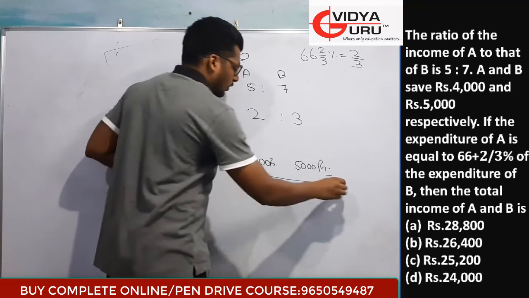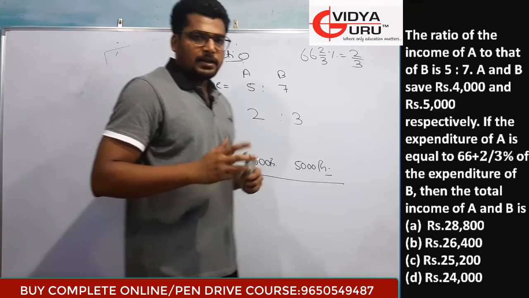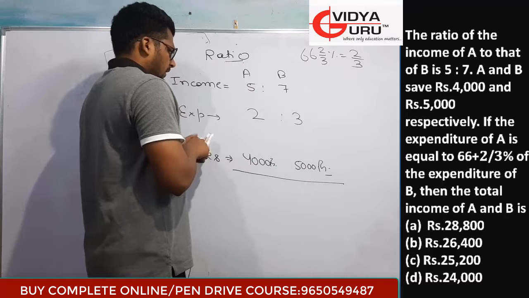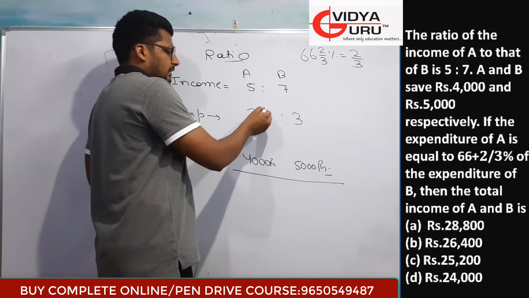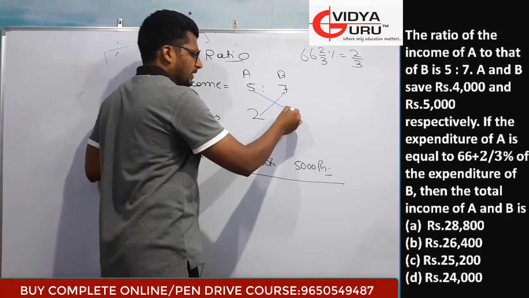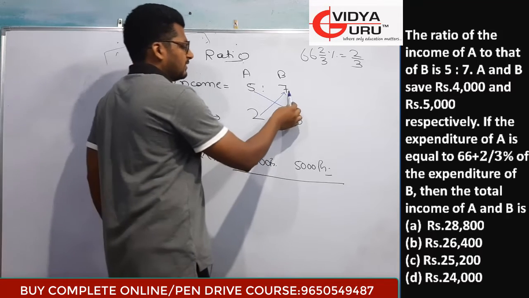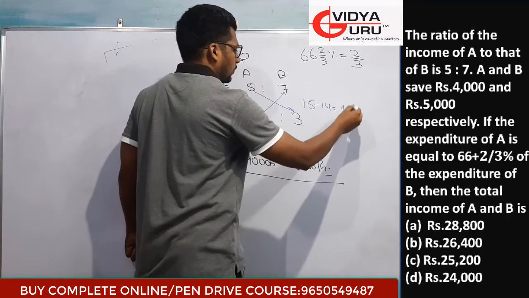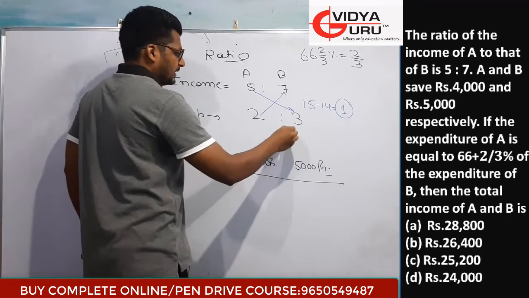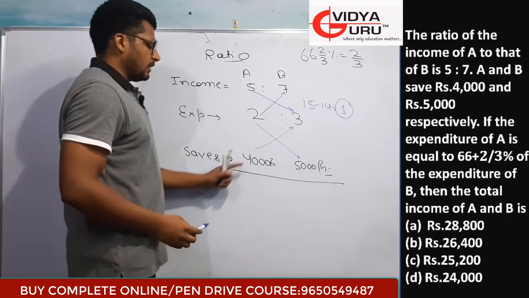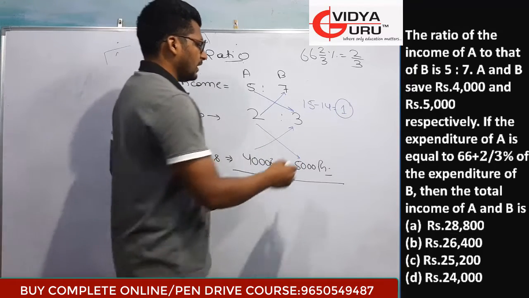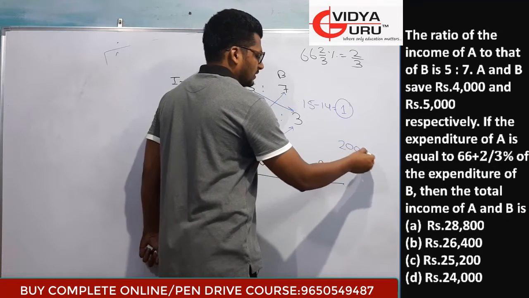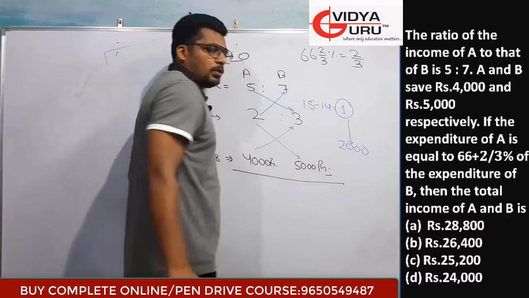Now we will apply the cross multiplication method that we learned in profit and loss. What is the cross multiplication method? Multiply this by this and this by this and take the difference. 2 sevens are 14, 5 threes are 15. 15 minus 14 will be 1. Multiply this by this and this by this and again take the difference. 3 fours are 12,000 and 5 twos are 10,000. 12,000 minus 10,000 will be 2,000. The value of 1 will be 2,000.